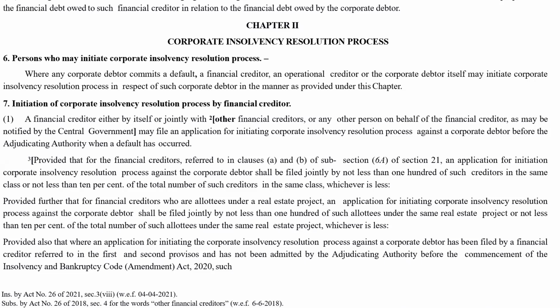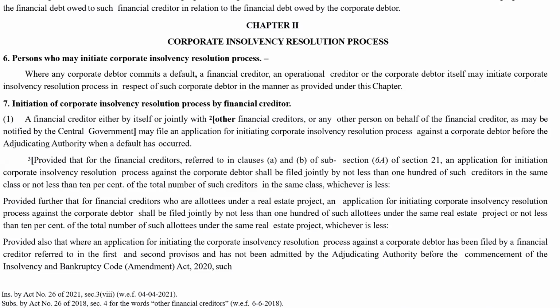But if it is a case of those which are covered under section 21(6)(a), A and B, then it has to be a joint application. An application for initiating CIRP against the corporate debtor shall be filed jointly by not less than 100 of such creditors in the same class or not less than 10% of the total number of such creditors in the same class, whichever is lower. So as I told you, class of creditors is, say, in case of deposit holders or debenture holders or home buyers. So in that case, it has to be at least 100 or not less than 10% of the total number of such creditors in the same class, whichever is less.